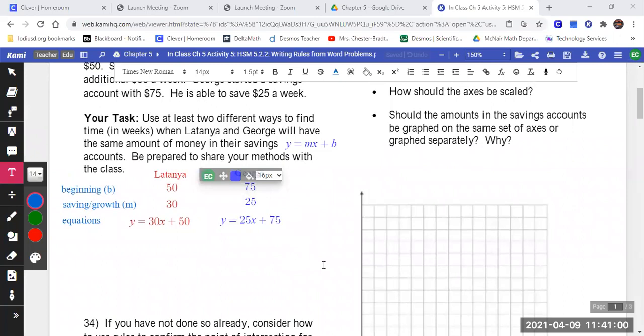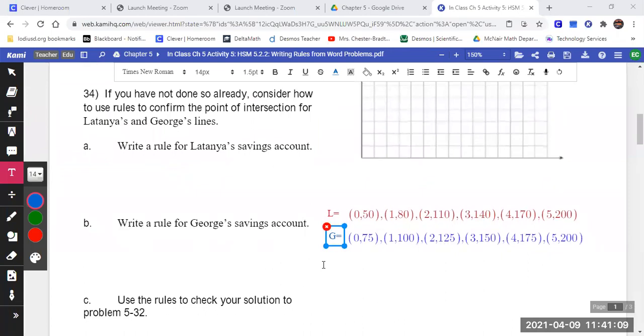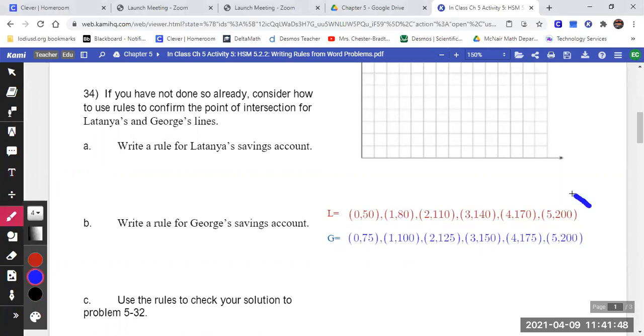They said they wanted us to figure out where their money was the same amount. Have we figured out when they had the same amount of money in their accounts? Do we know when they have the same? When did they have the same amount of money in their accounts? At what week? At 5 weeks. Well, how do we know that? How do we know they both had the same amount of money at 5 weeks? What do we visually see happened? The table of values had the exact same numbers at the exact same spot, right? So that was one way that we solved.